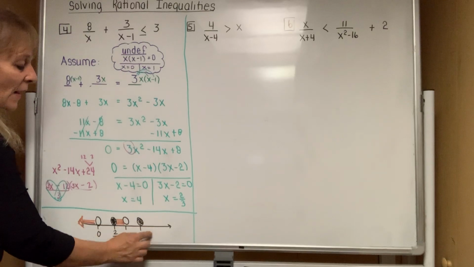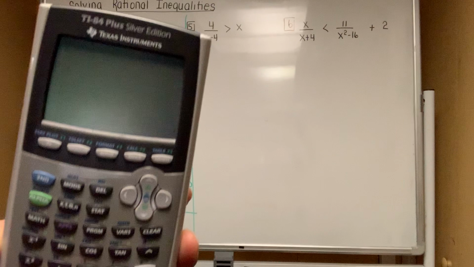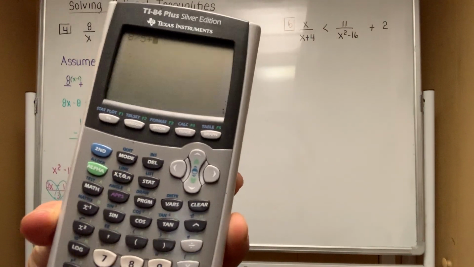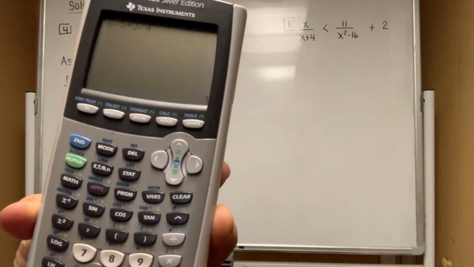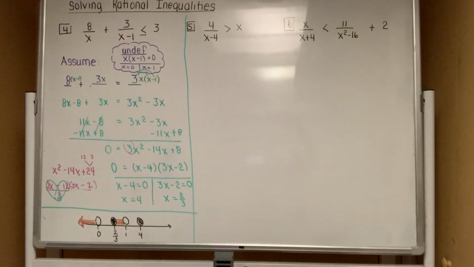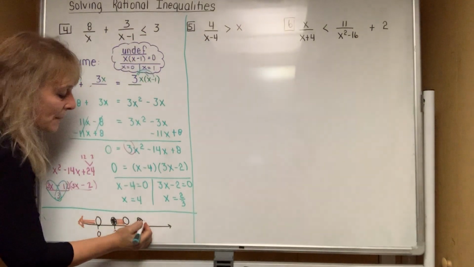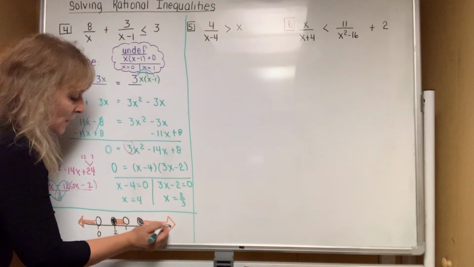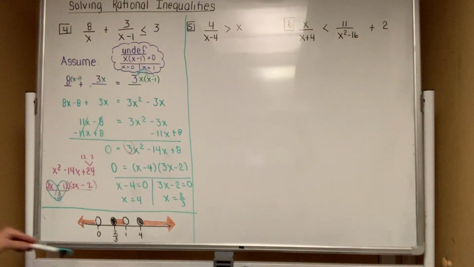But now I'm going to pick 5. That's that section. And I'm going to go to my calculator, and I'm going to type in 8 divided by 5 plus 3 divided by, and 5 minus 1 is 4, and hit equals. The number I get is 2.35, and that number is less than or equal to 3, so I am shading where 5 would be on that number line. So this answer has 3 separate parts, and that's the answer to number 4.